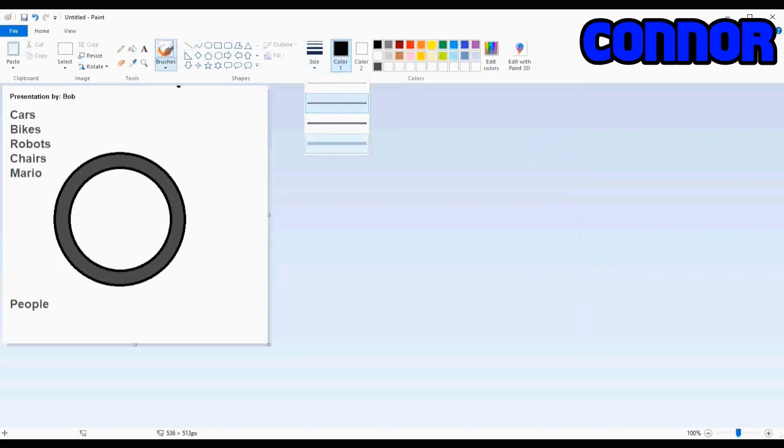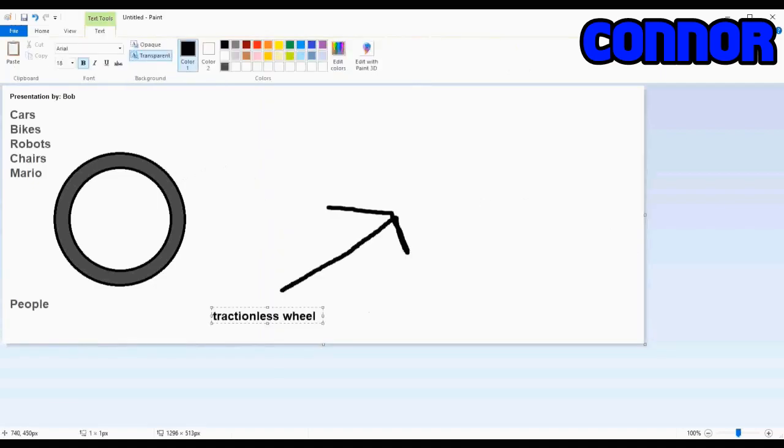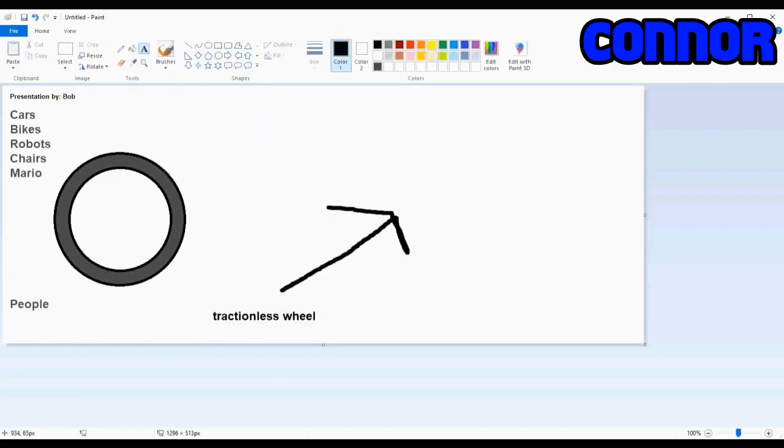Now, of course, that solves our problem for people. But what about for cars? And for any one of these other things, cars, bikes, robots, chairs, Mario, what are they missing? The main problem with a wheel is that its traction can run out. Why run out of traction when you can get ahead of the curve? Introducing the tractionless wheel. When you have traction, it just gets worn out and then you have to get new tires. Why get new tires at all if you've already run out of traction? I am saving you literal infinite amounts of money.